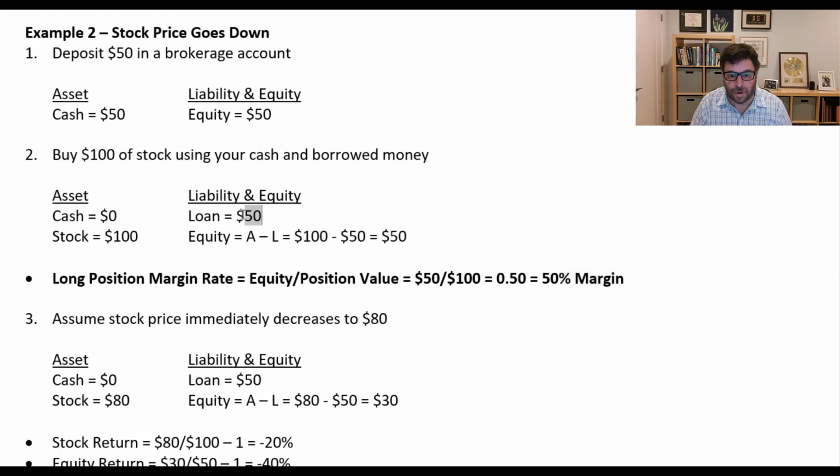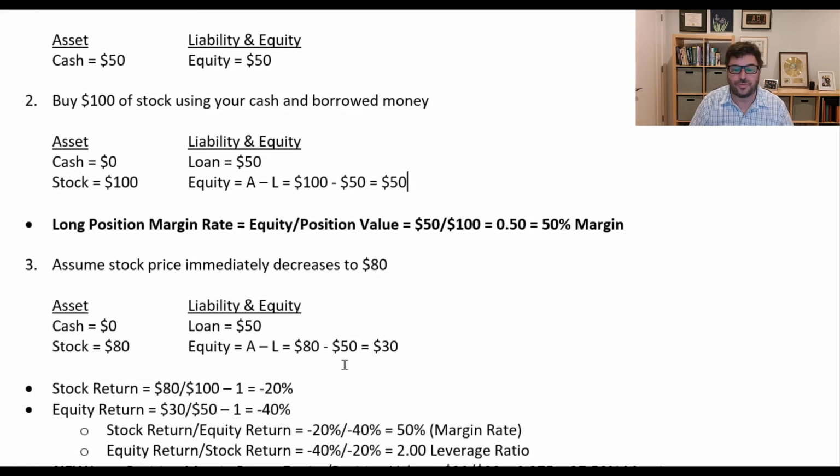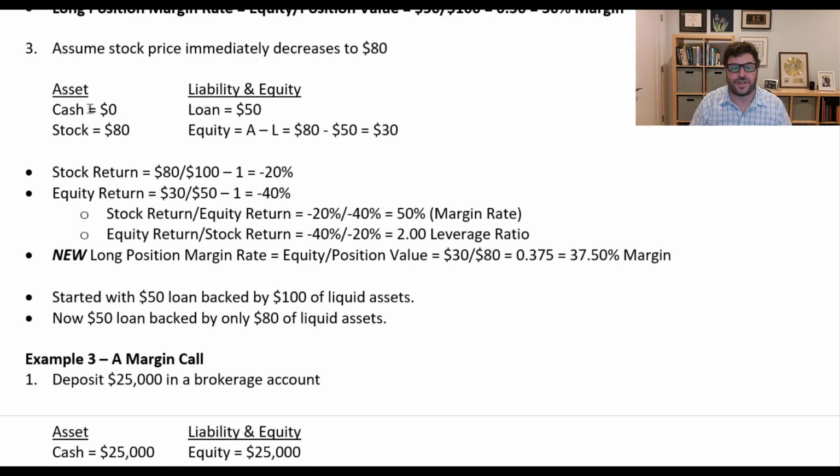If I were to borrow more money and put up less, I would have 40 over 100. That's 40%. Can't do that. I would be over levered. Now, assume the stock price immediately decreases from 100 to 80. Okay, so now I can see that the stock went from 100 down to 80, and my equity went from 50 down to 30. And so now I can see the stock return was minus 20%, but my equity return was minus 40%. Because now I'm levered 2 to 1, or I have a 50% margin rate.